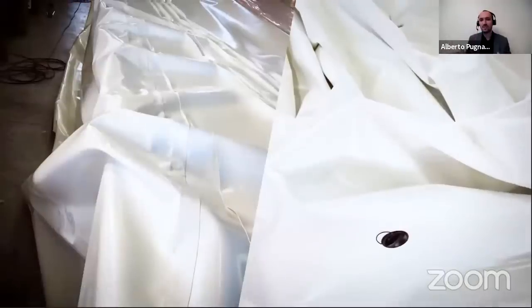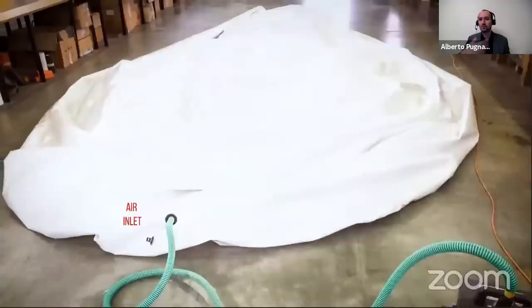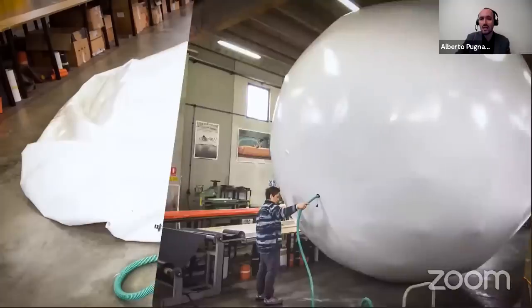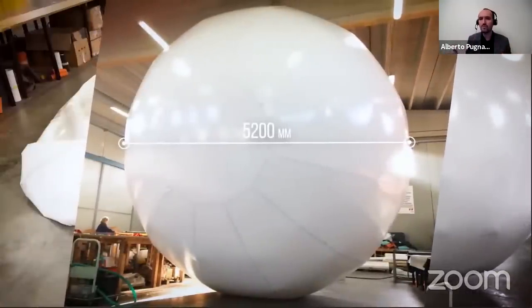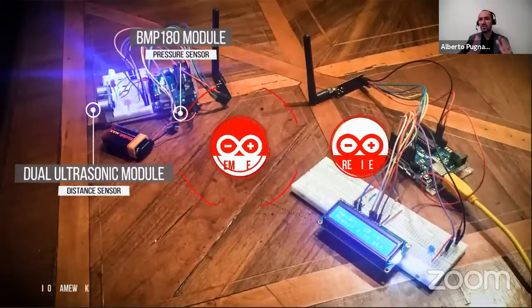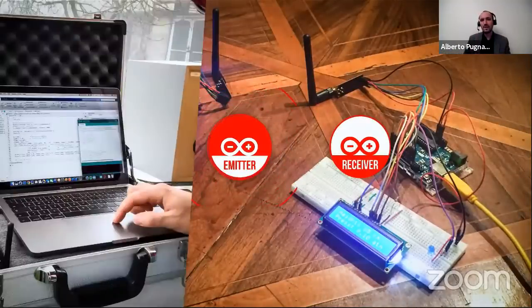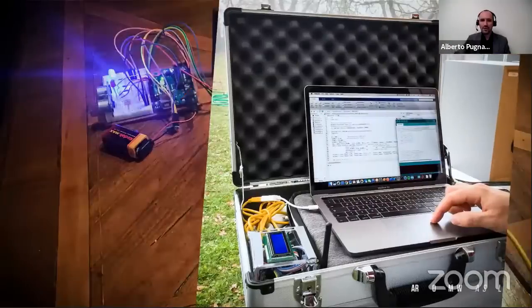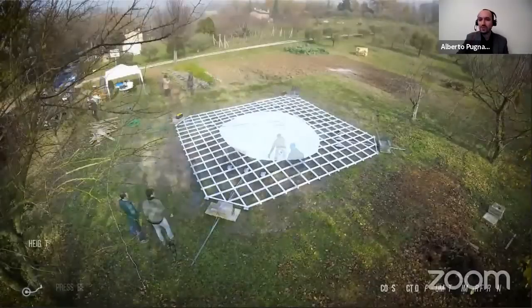Here you can see the preparation of the spherical membrane, which was made in Milan in collaboration with Professor Alessandro Zanelli. It's a very large spherical membrane of 5.2 meters in diameter. And here you can see the Arduino board with the 2 sensors, the distance sensor and the pressure sensor. And now, in the second part of the video, we are on site in Italy, ready to test the system.